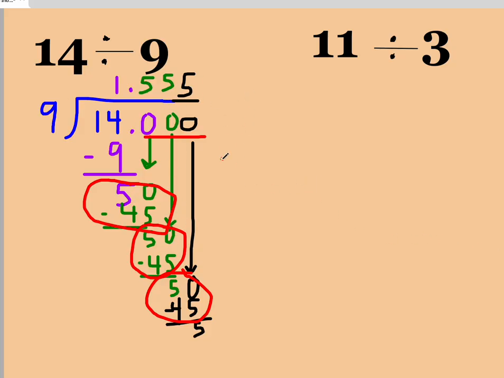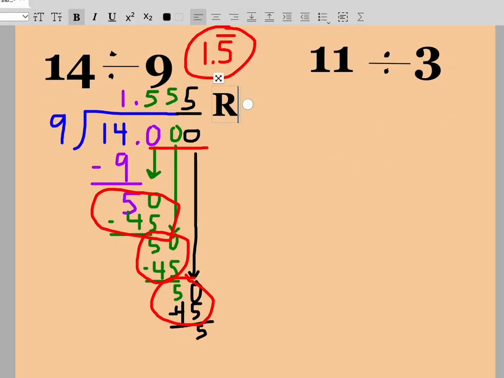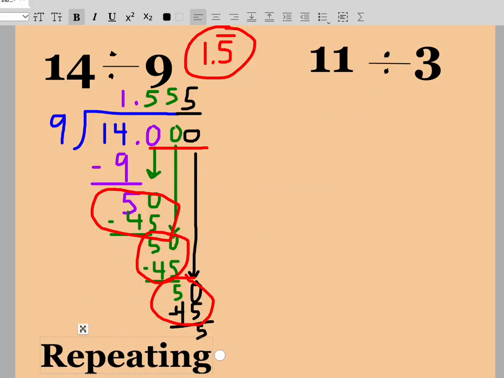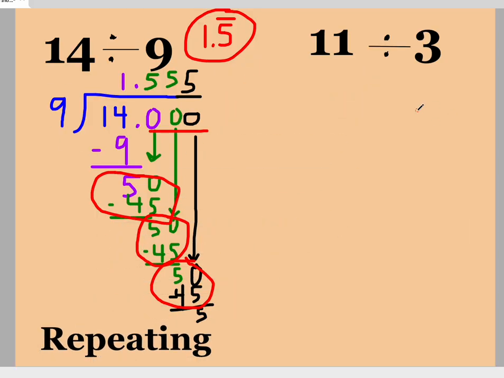The way that I'm going to write this as my final answer is 1 and 5/10, or 1.5, and I make a vinculum, or a horizontal bar, over the 5. Only the 5 repeats, not the 1. So this is my final answer, and I could say for this that it is a repeating decimal. Okay, I'm going to move that to the bottom so we have room for this other example.